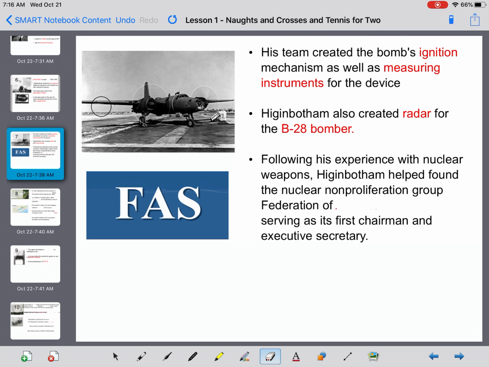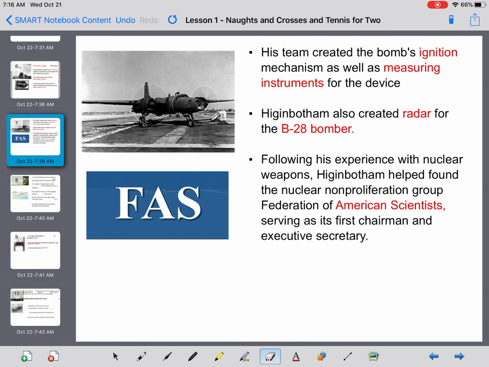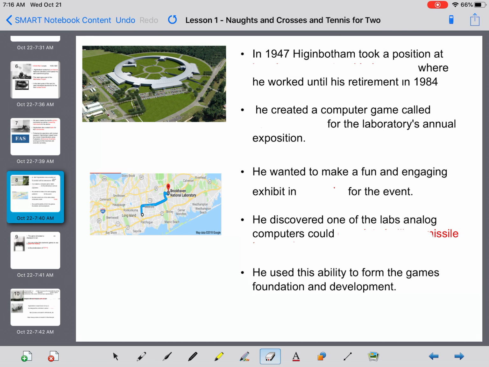Higinbotham also created radar for the B-29 bomber right here. Following his experience with a nuclear weapon, Higinbotham helped found the Nuclear Non-Proliferation Group, the Federation of American Scientists. In 1947, Higinbotham took a position at the Brookhaven National Laboratory. That is just minutes from here at Sequoia High School, where he worked until his retirement in 1984.